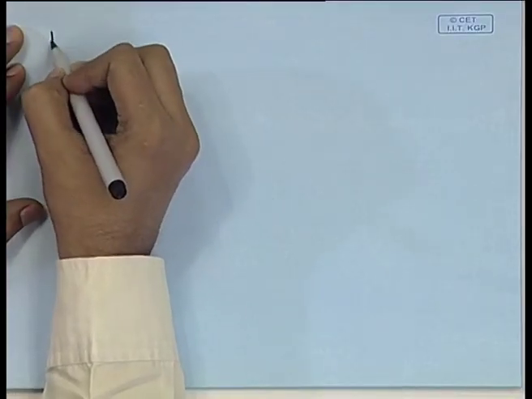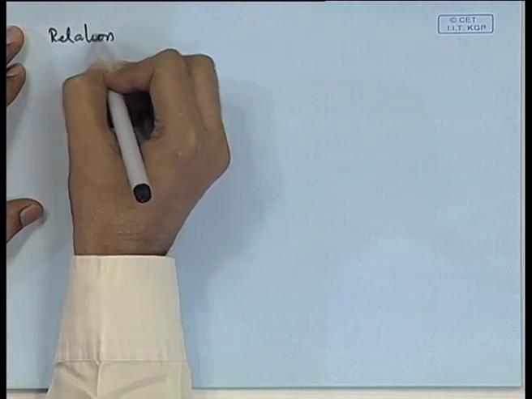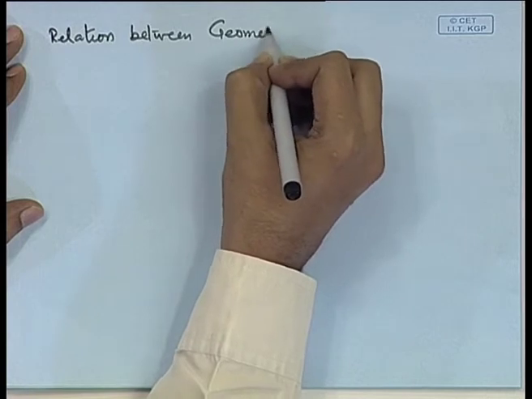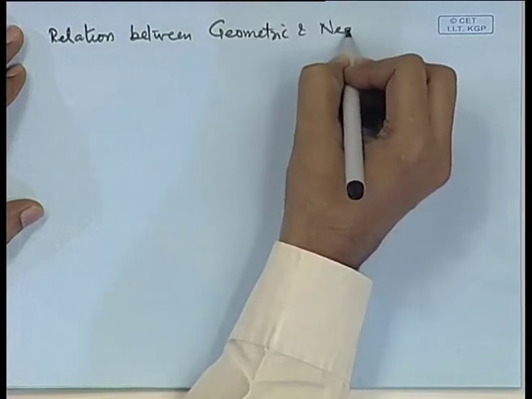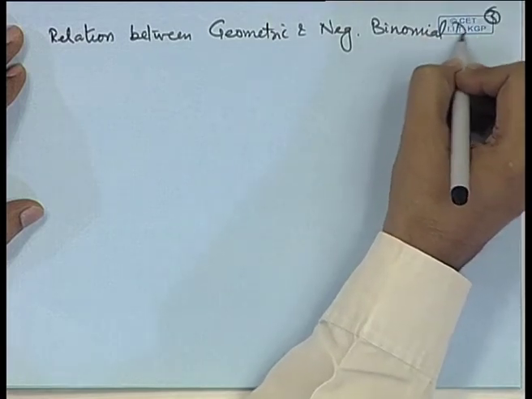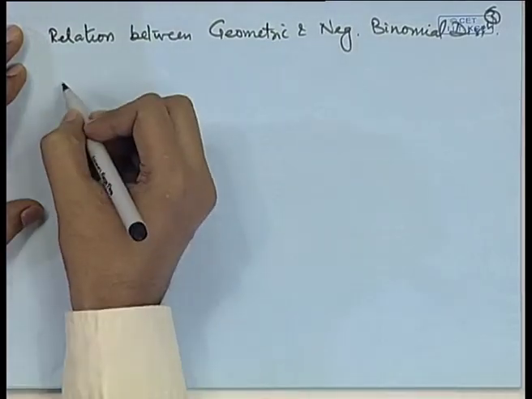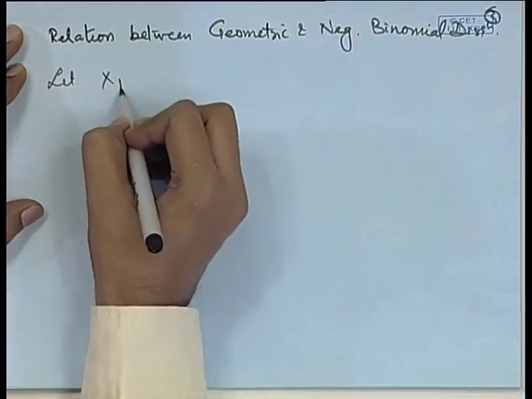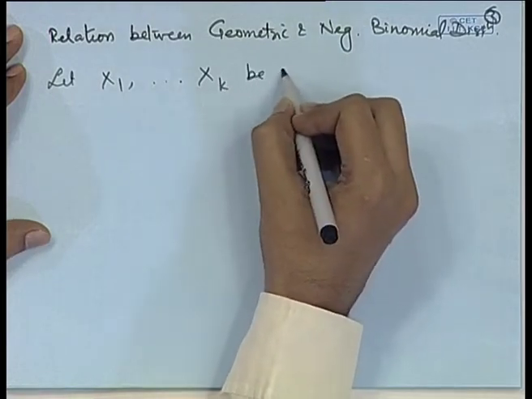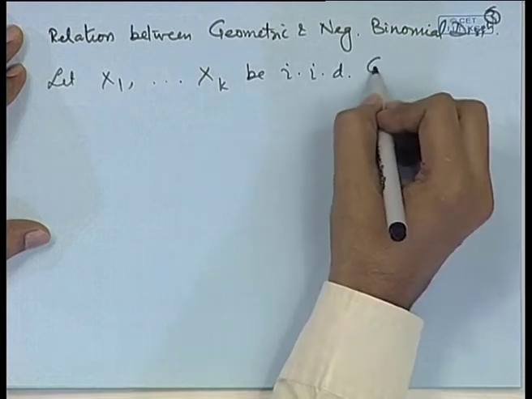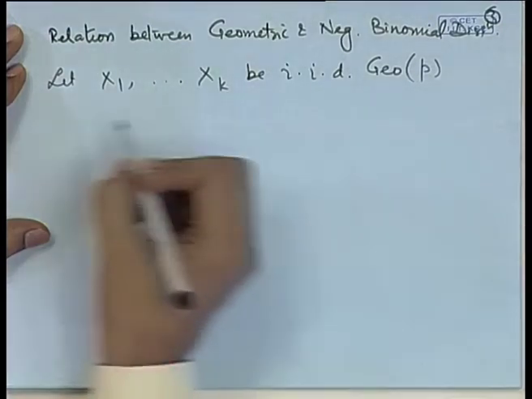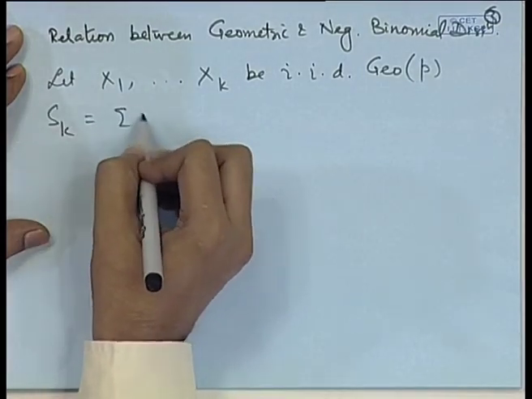Let us consider a relation between the geometric and negative binomial distributions. So, let X1, X2, ..., Xk be independent and identically distributed geometric random variables with parameter p. So, we are considering Sk, that is sigma Xi.